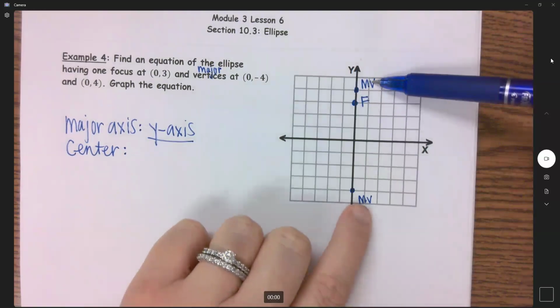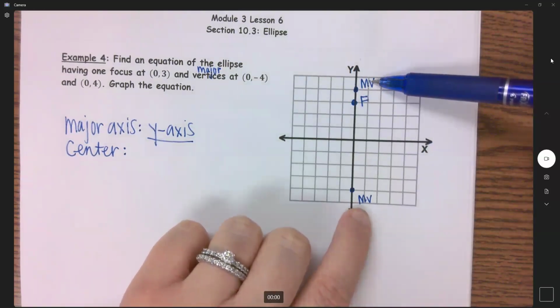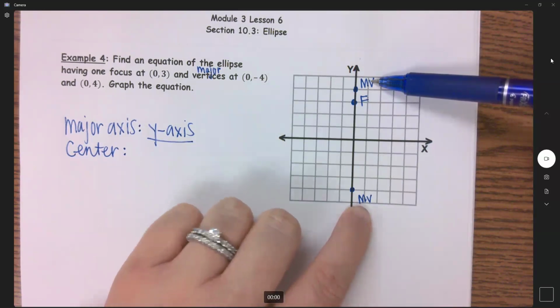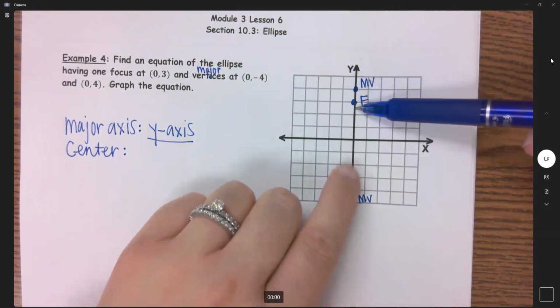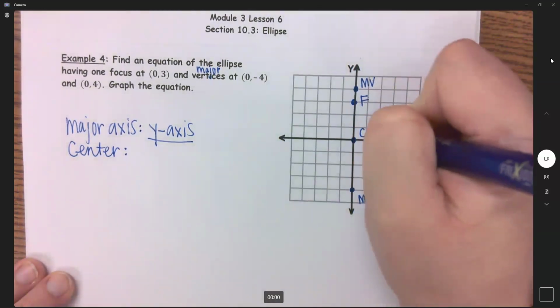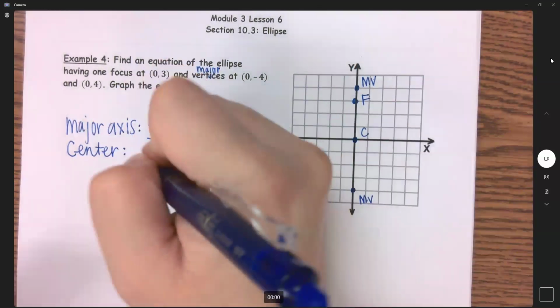Because these major vertices need to be equal distance from the center, you can either use your midpoint formula to figure out where is the middle point, or just kind of logically, right? You go 1 up, 1 down, 1 up, 1 down. Where are we going to end up? Right here at the origin.